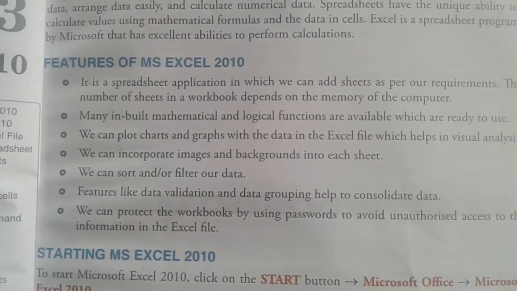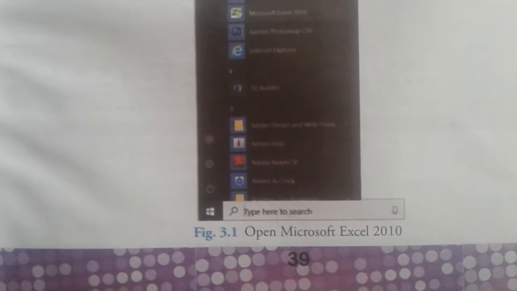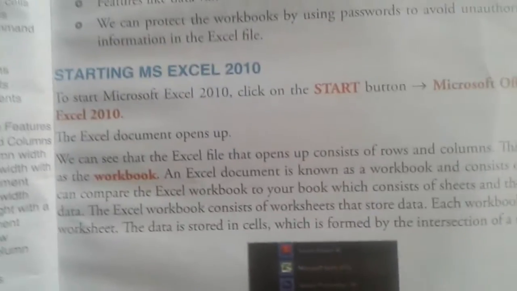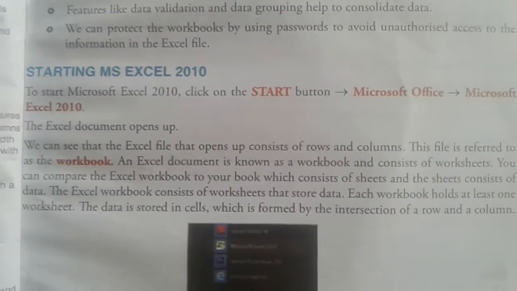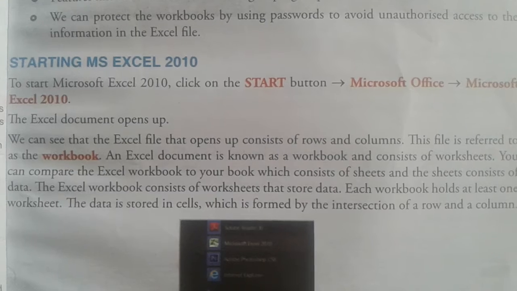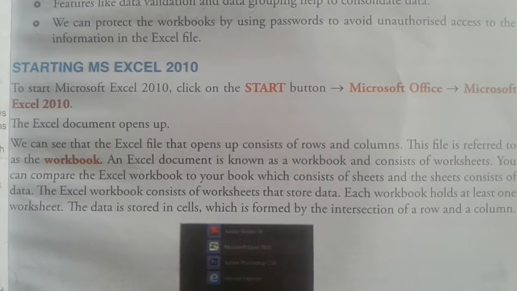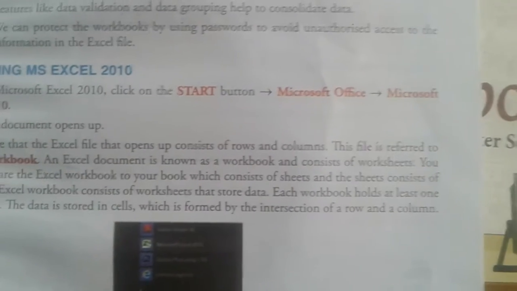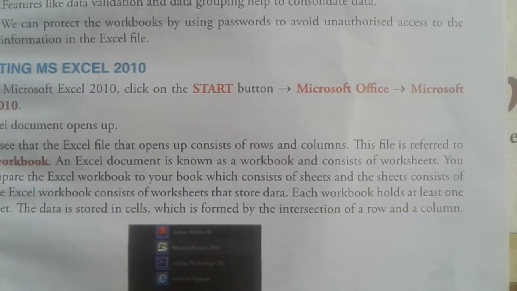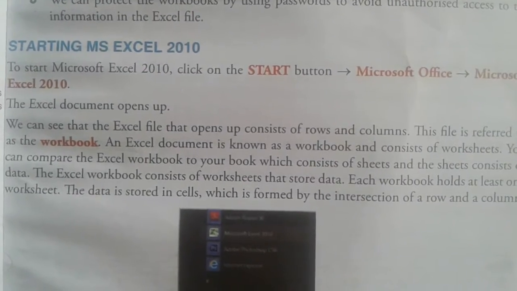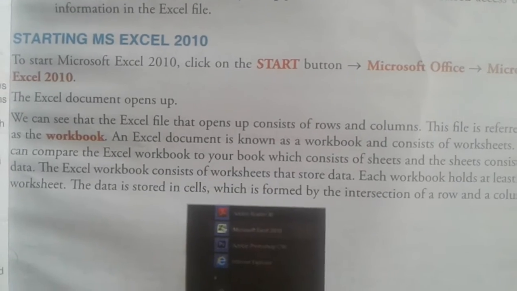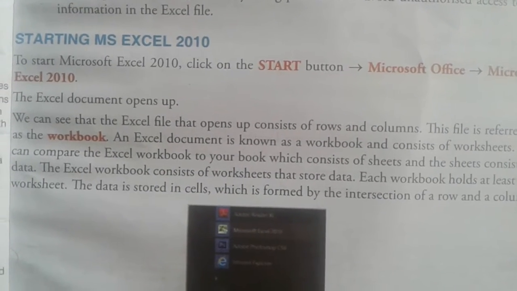Otherwise, after pressing Windows R, you get this type of option. You need to write MS Excel, right? Otherwise, the second option is starting MS Excel 2010. To start Microsoft Excel, click on the Start button, all of you know that. Then go to Microsoft Office, then Microsoft Excel 2010. Click on that and Excel automatically gets opened.